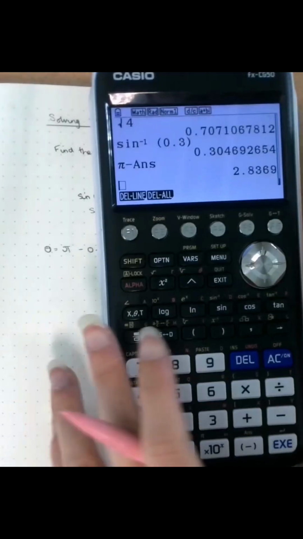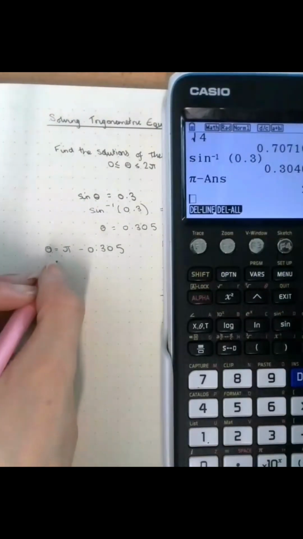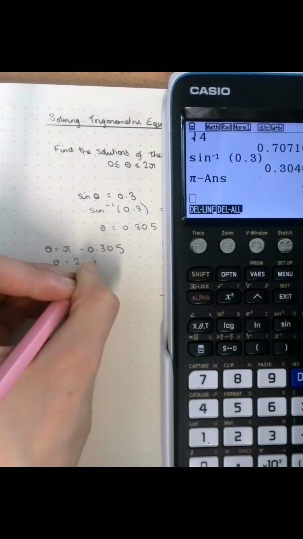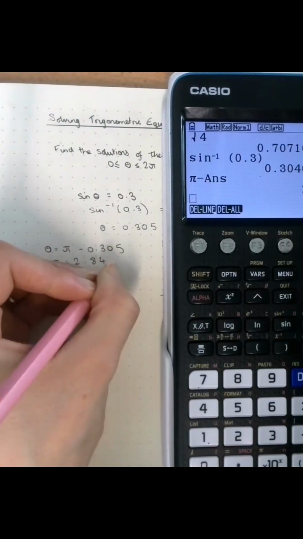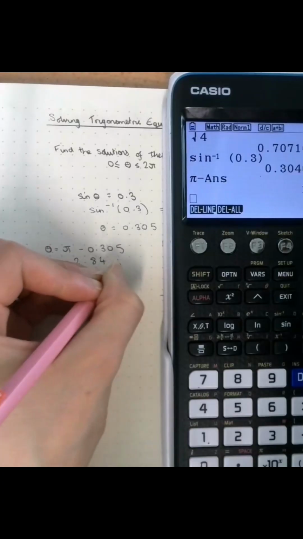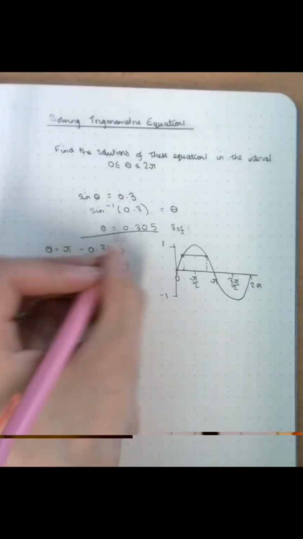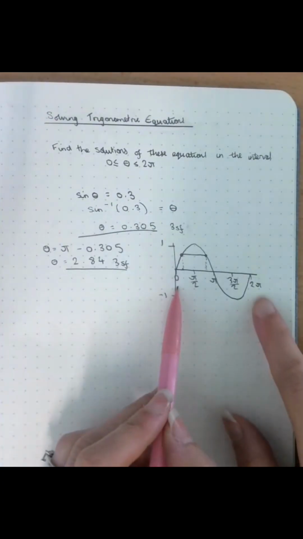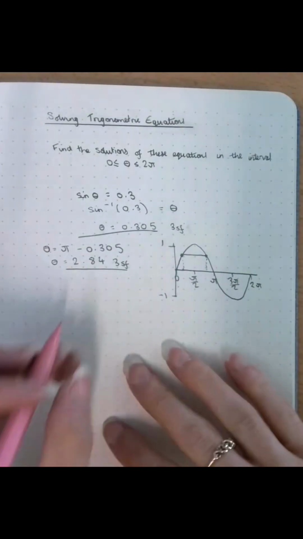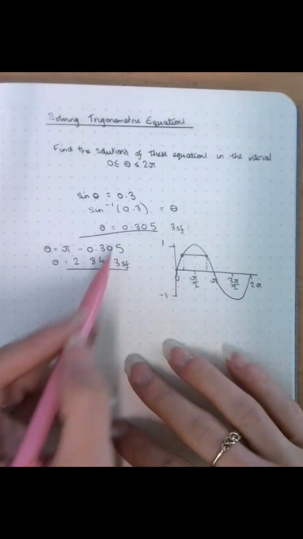And there we go. I get that theta is 2.84. Again, we're going to do it to 3 significant figures. And they are the 2 solutions that are in my range, because 0 to 2 pi, they're the only ones that lie within that region. So they are our 2 solutions.